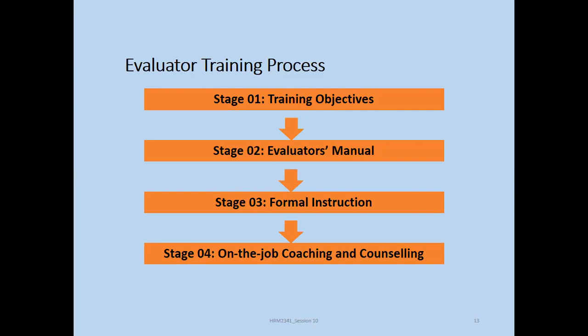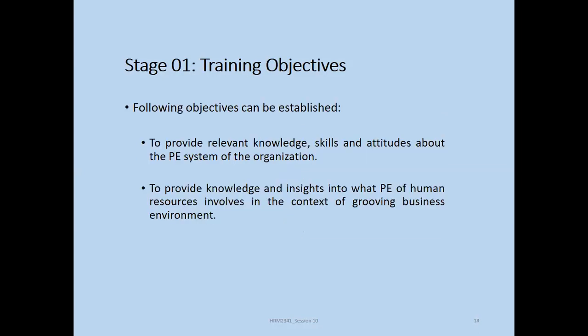There are 4 stages: training objectives. The second stage is evaluator training, evaluators manual. The third stage is formal instruction. Last stage, on the job coaching and counseling. We'll discuss one by one as the evaluator training process. The first stage, we need to establish objectives for the training program. Specific objectives.